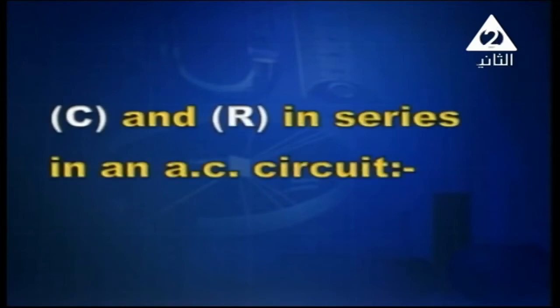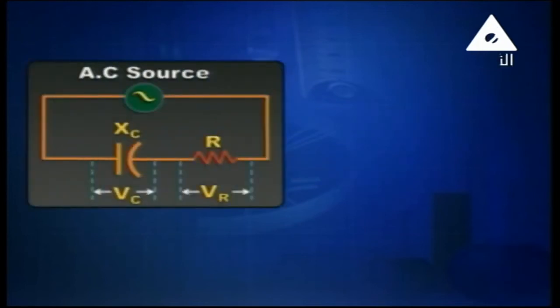And now we've got another circuit, C and R in series in an AC circuit. C indicates that we've got a capacitor. R is an ohmic resistor, a non-inductive ohmic resistor. They are connected to an AC power supply. It is shown in front of you. And once again, the voltage across the capacitor is denoted by VC, and it is equal to IXC. The voltage across the resistor is VR, and it is equal to IR.